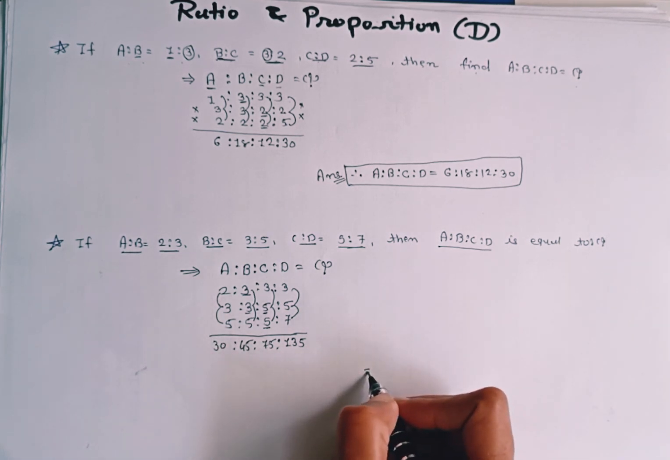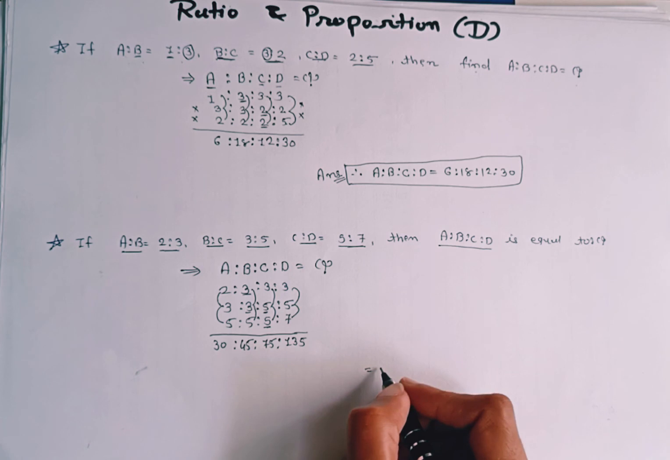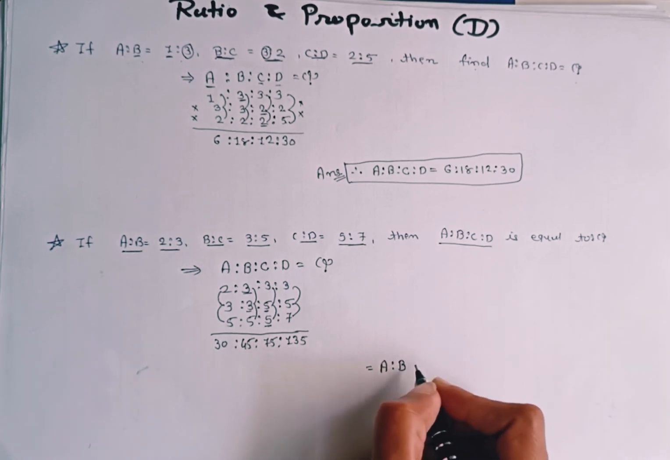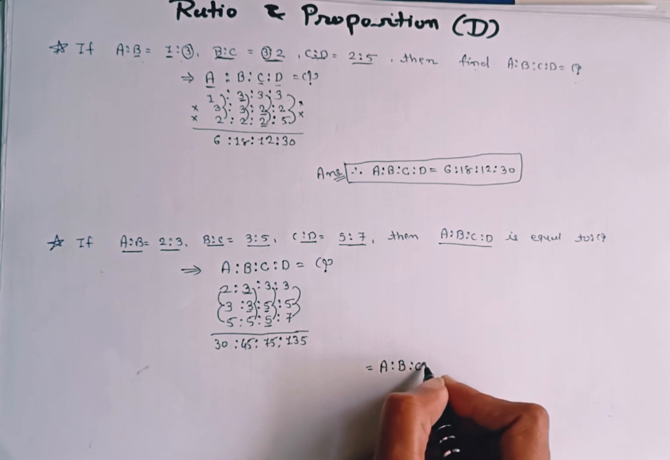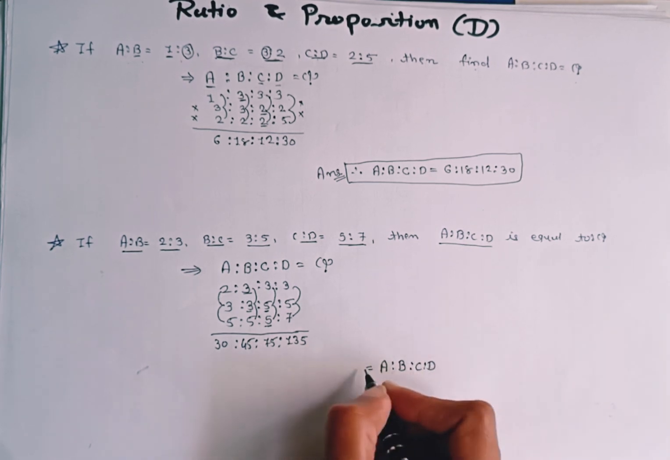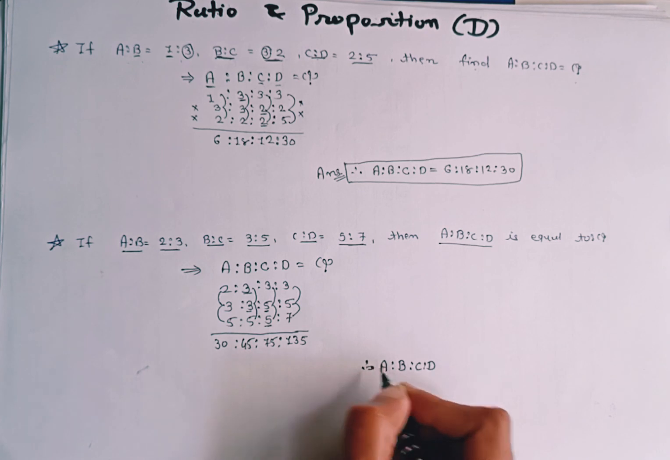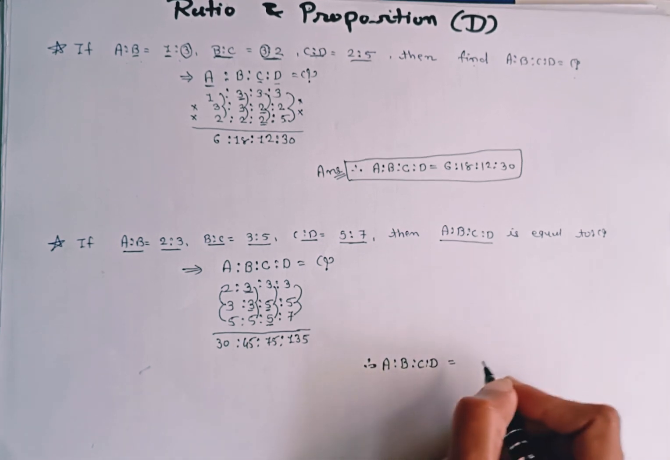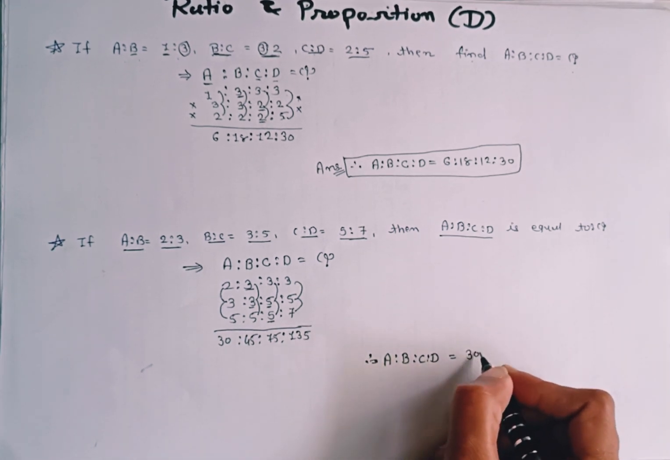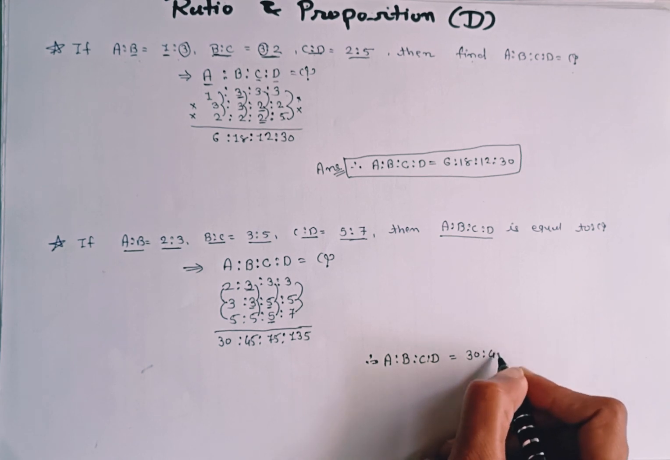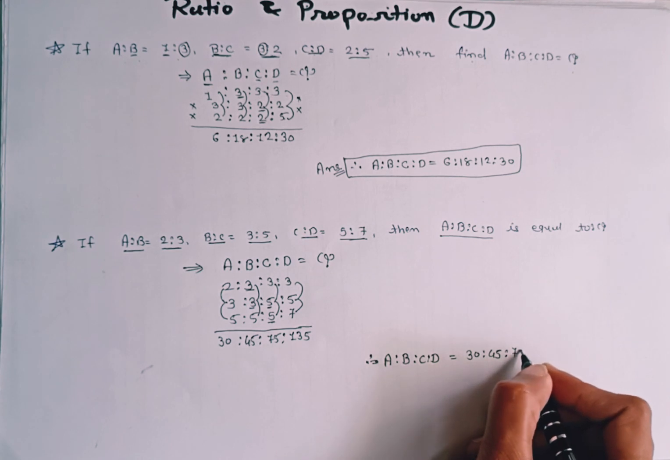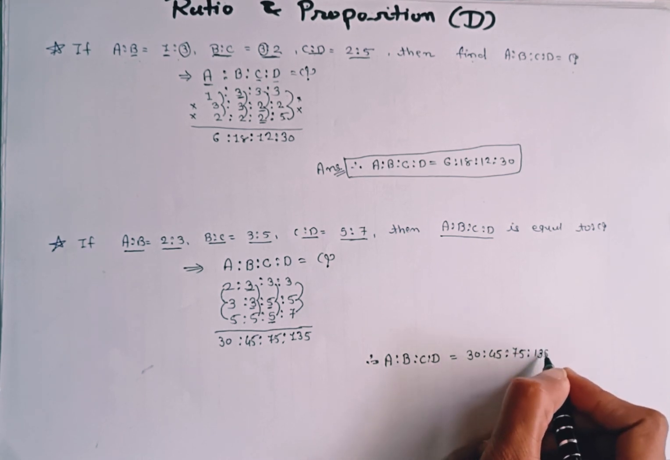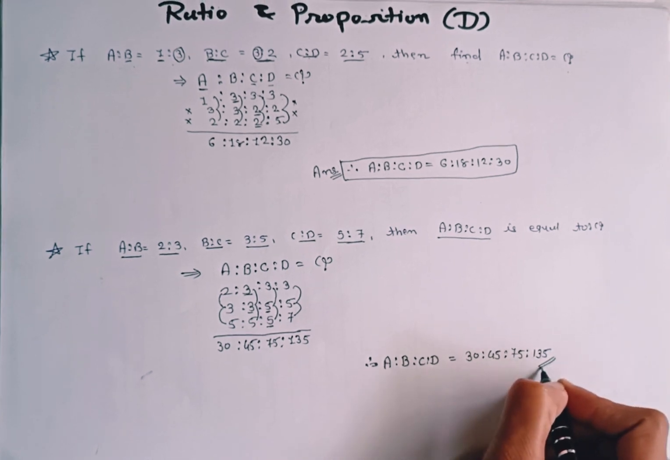So answer is a colon b colon c colon d is equal to 30 colon 45 colon 75 colon 135. So this is the answer.